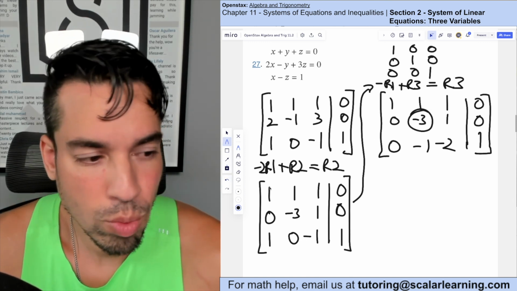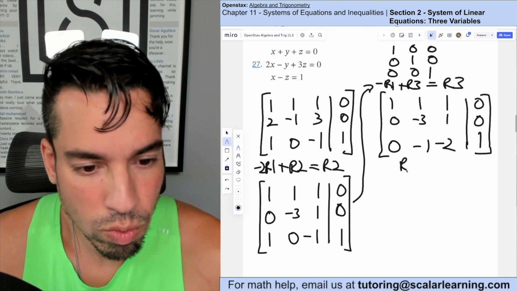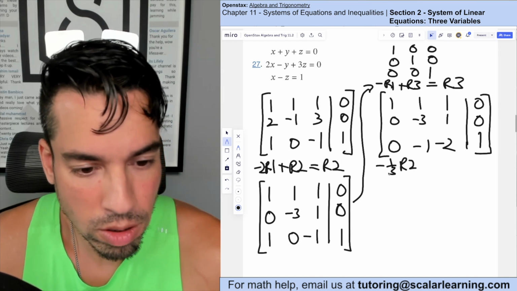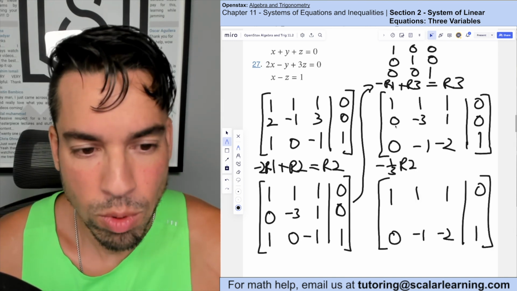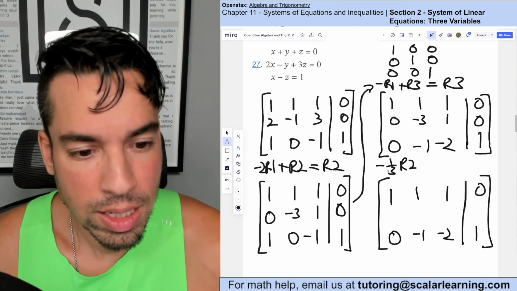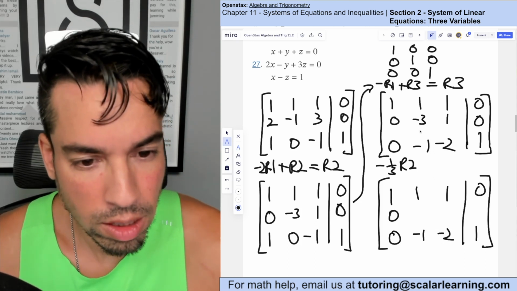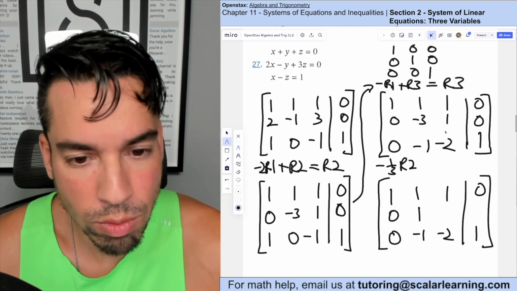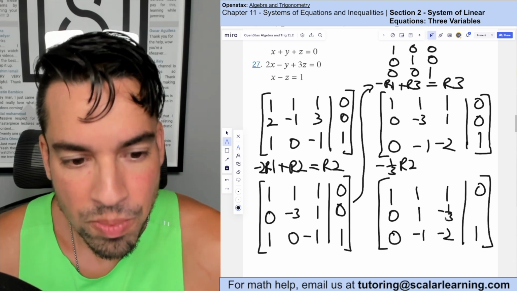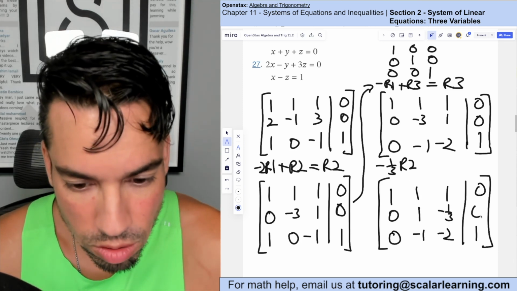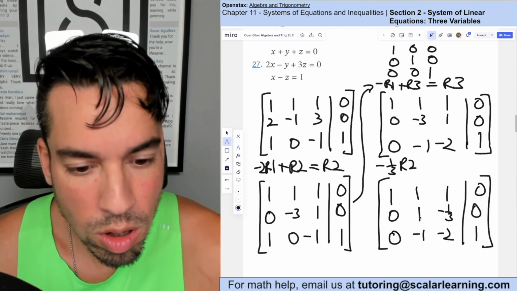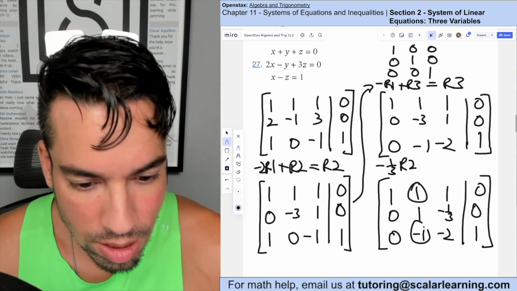Let's flip this one to 1 by multiplying row 2 by negative 1/3. All right, let's check it out. So then we get negative 1/3 times 0 is 0. Negative 1/3 times negative 3 is 1. Negative 1/3 times 1 is negative 1/3. And of course, negative 1/3 times 0 is still 0. Okay, cool. So now we got 1, 1, and now we need to flip this and this to 0.